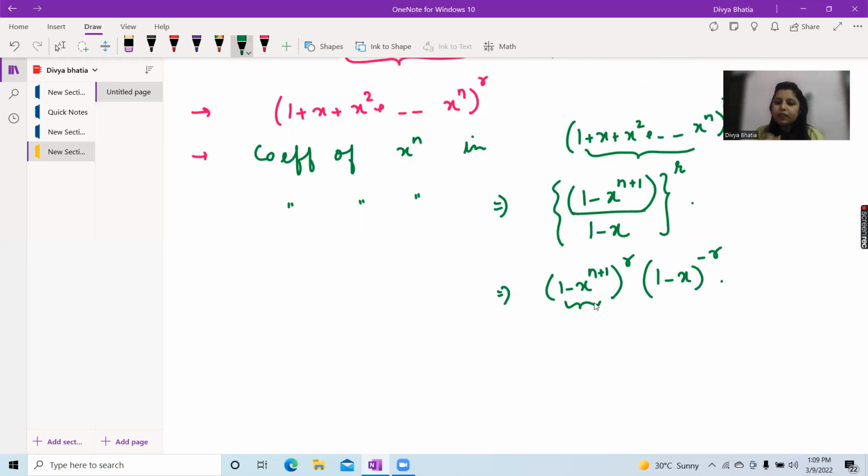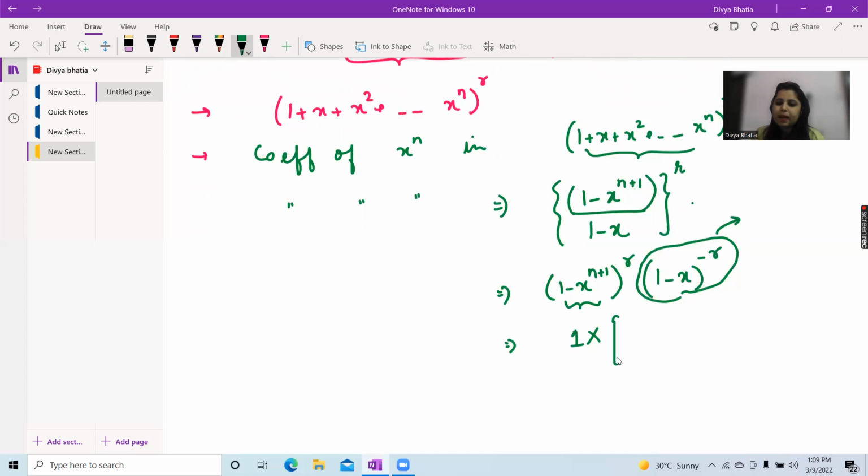There will be only one term, which is 1. And this 1 will get multiplied to x to the power n here, and that will give me the coefficient of x to the power n, because every other term in this first expression has a power greater than x to the power n plus 1. So when that gets multiplied to this, the powers will be greater than x to the power n plus 1. So I'm only interested in the first term, which is 1. Now I'm interested in finding the coefficient of x to the power n in this term.